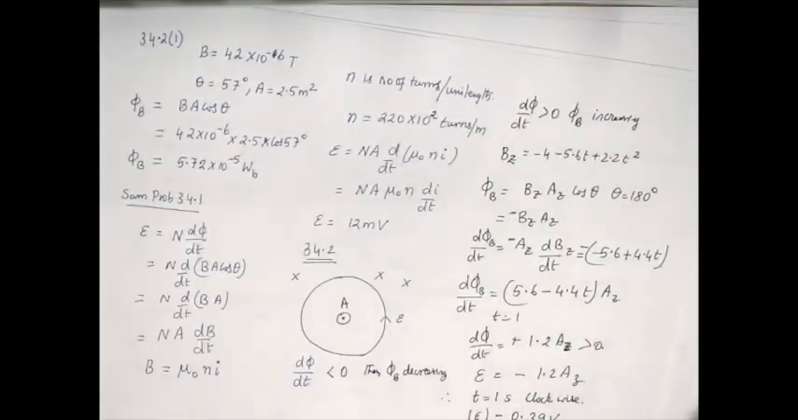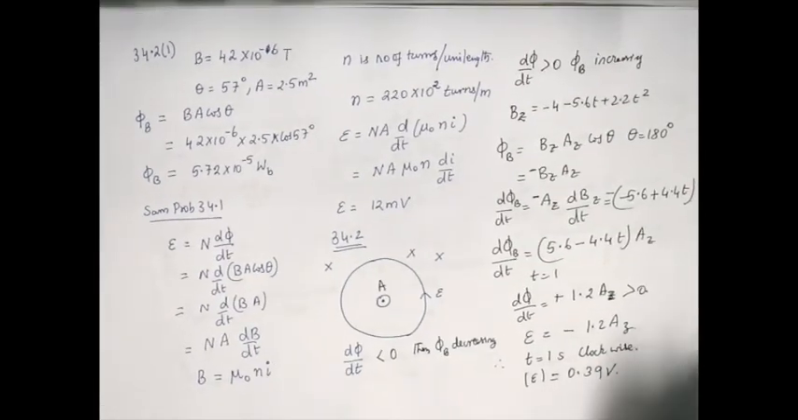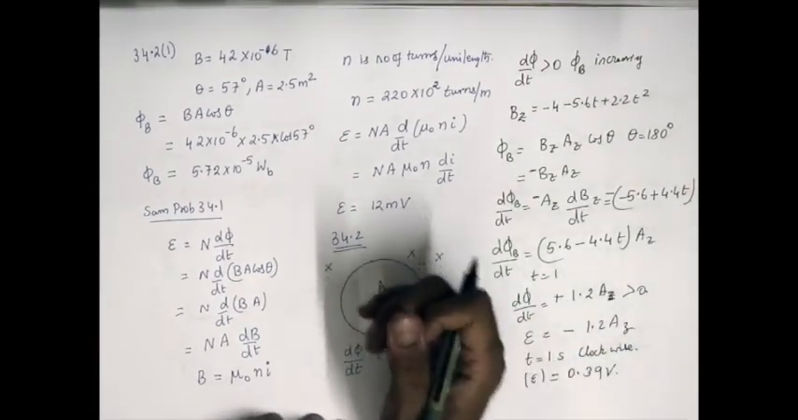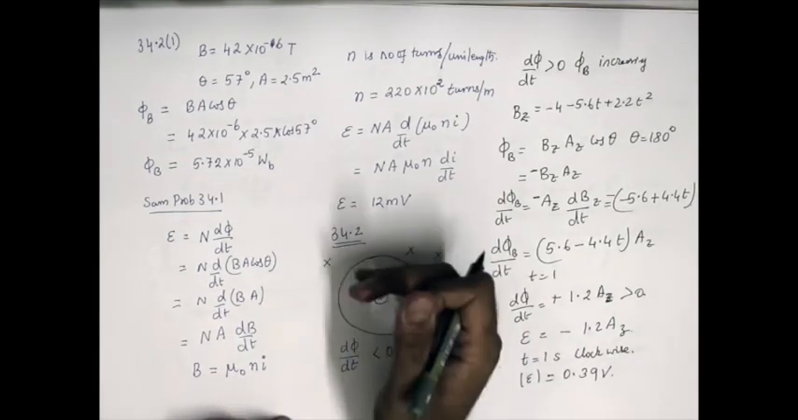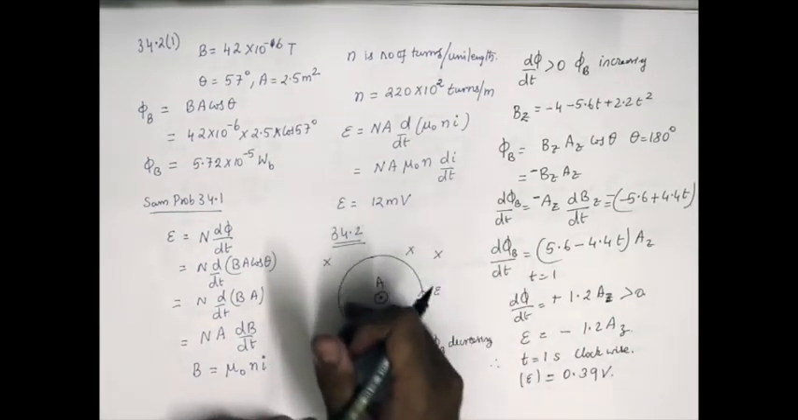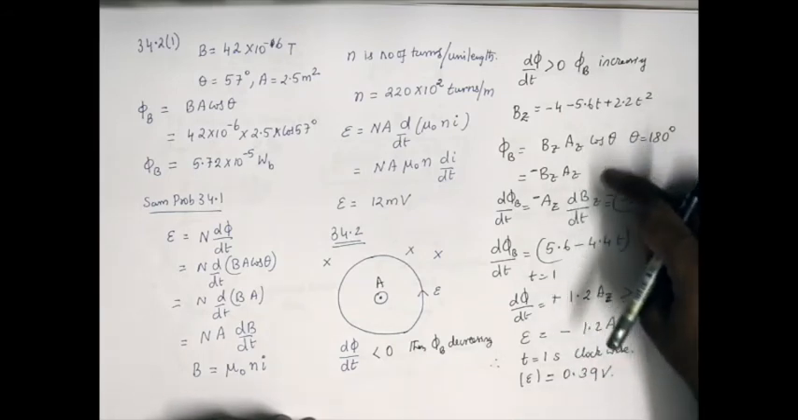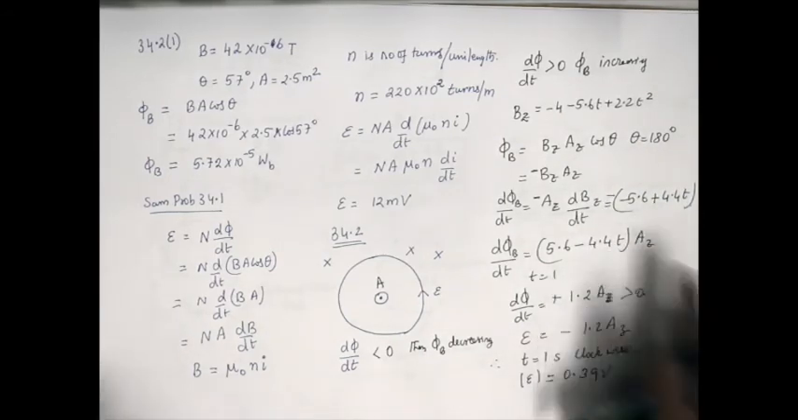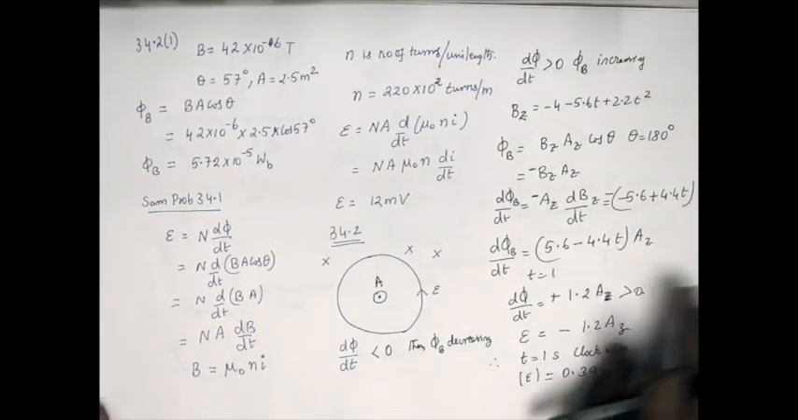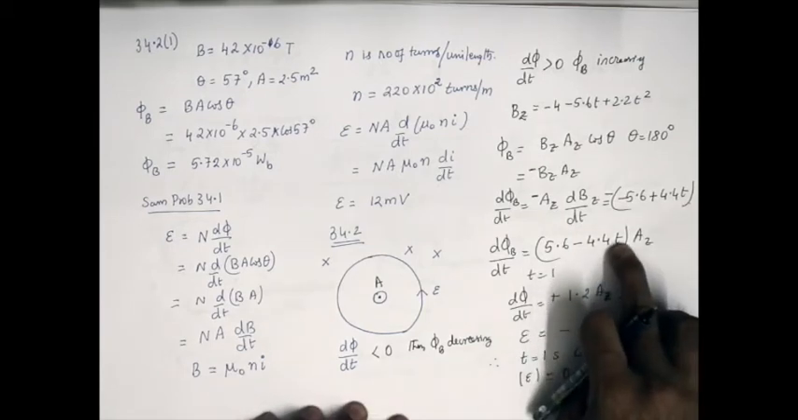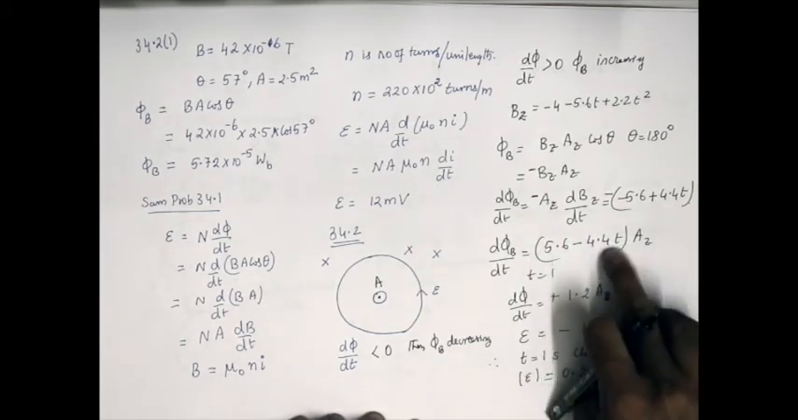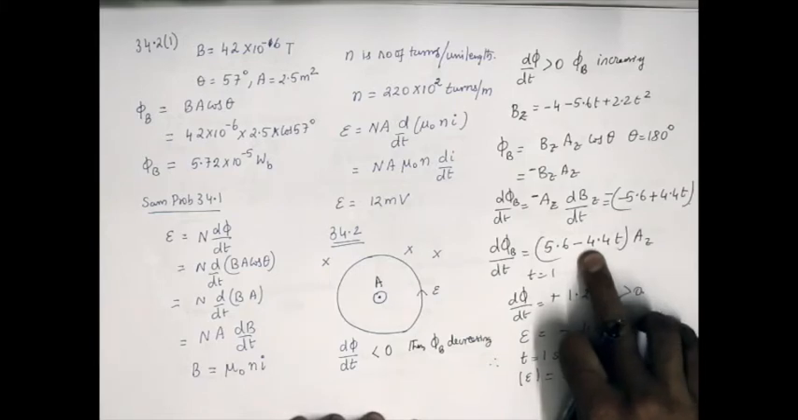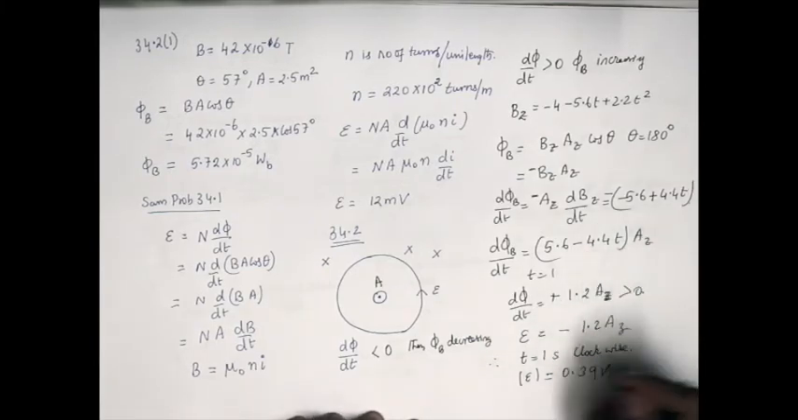Now you can immediately check what is the direction of the induced EMF for t equal to 2 seconds. Since the function is the same, I will not be repeating this. I will continue to assume that the EMF is anti-clockwise, area vector. So all these steps will go through till here. But at this point, t becomes 2 seconds. If t equal to 2 seconds, you can see this becomes minus 8.8.